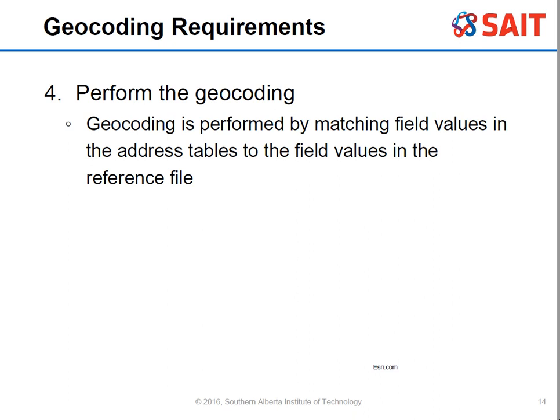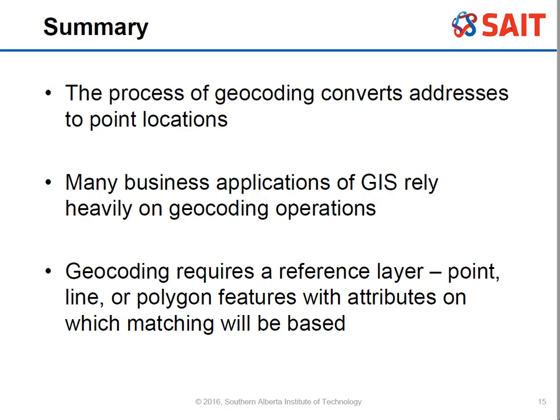Then we perform the geocoding. So geocoding, we press go. It matches the field values in the address tables to the field values in the reference file, and it uses that address locator to be able to do that and pull everything together. And then you've got your result. So that's geocoding. That's the big lecture about the entire module for today.